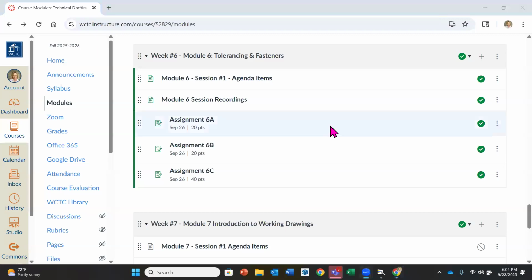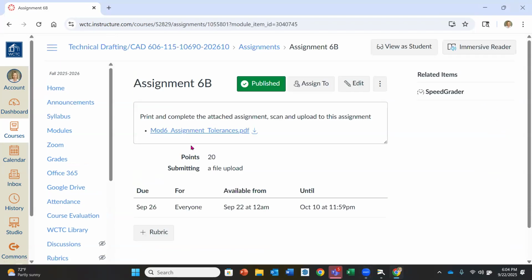Okay, so let's take a look at Assignment 6B, which is going to be the assignment that pertains to the tolerancing portion of this module. You're going to notice that there's a PDF here, and you are going to download this, print this, and then you're going to be handing it in for this assignment.